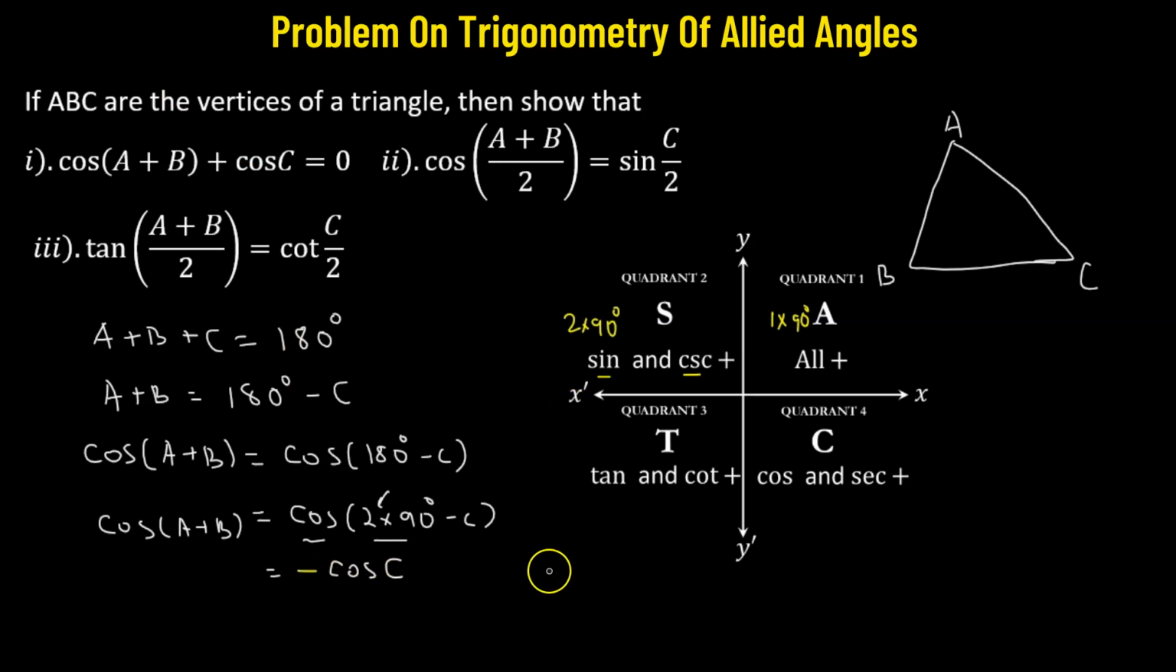Now if we rewrite this equation, we already have cosine of A plus B on the left hand side, so we're going to transpose cosine C to the left hand side to get plus cosine of C equals 0. This proves the first part. So let's go to the second one.